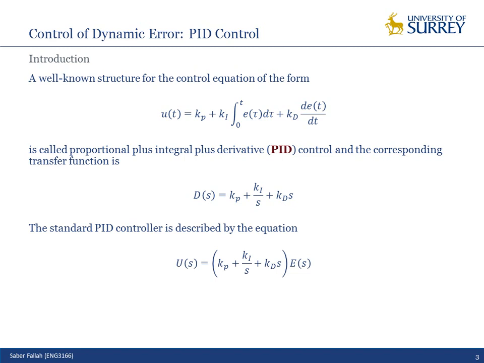So the output of the PID controller is U(s), the control action, and the input is the error. In the block diagram, if you have the unit feedback with the PID controller D(s) and plant G(s), the input to this block D(s) is E(s), and the output is U(s).